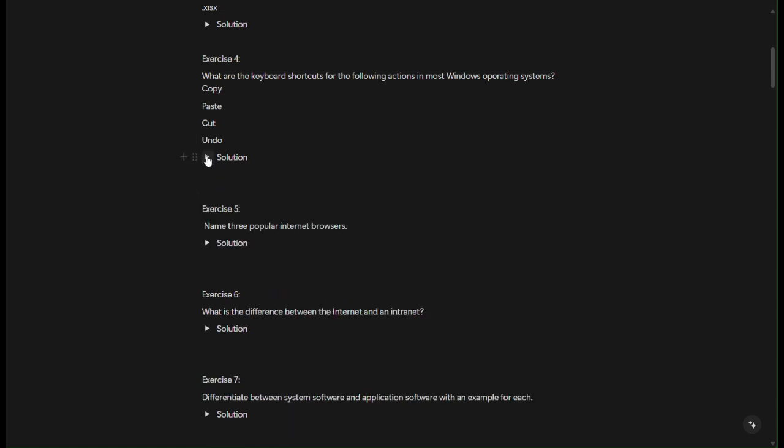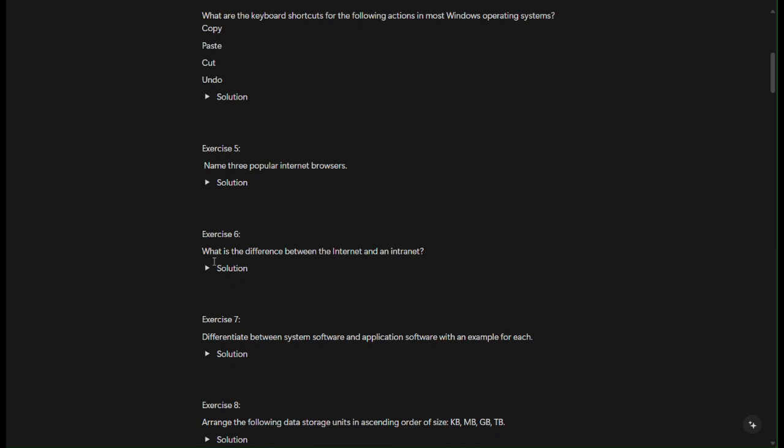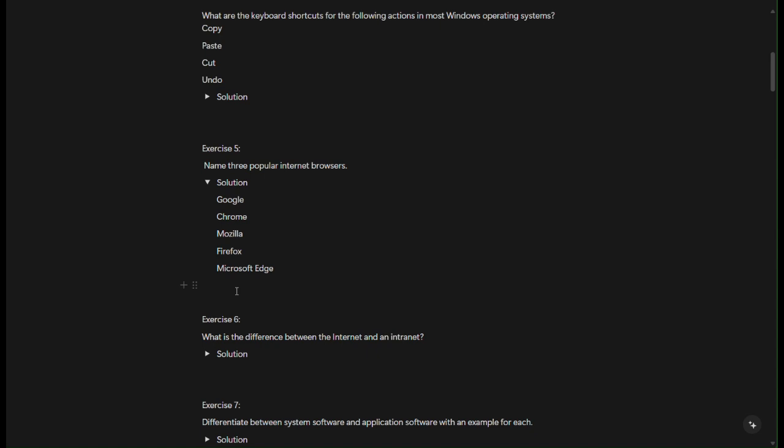Exercise number 5. Name 3 popular internet browsers. Internet browsers like Google Chrome, Firefox, Microsoft Edge, Safari, etc. This is the internet browser that we know.